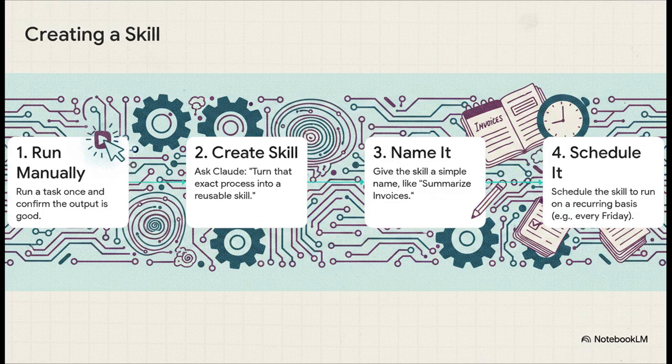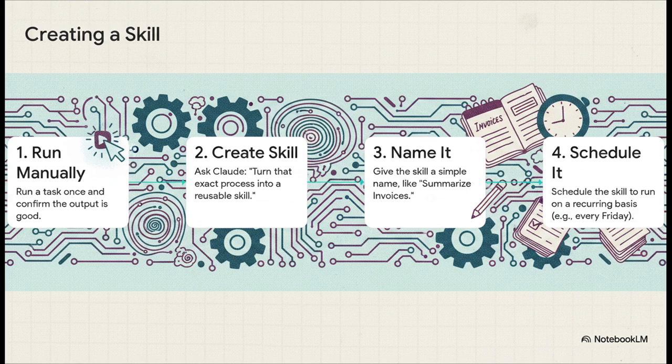Once a task works, you literally just tell Co-work, turn that exact process into a reusable skill. Give it a simple name, and boom, you now have an automated employee who knows how to do that job perfectly. And from there, you can schedule it. I mean, imagine that invoice report just appearing on your desktop every Friday at 9 a.m. No prompt, no click, zero effort.